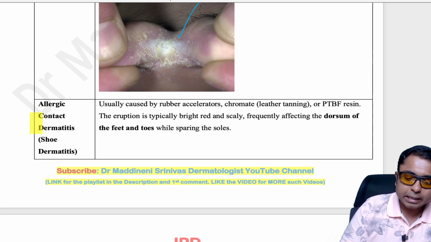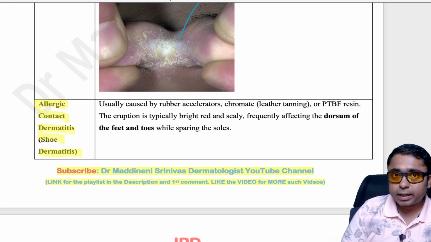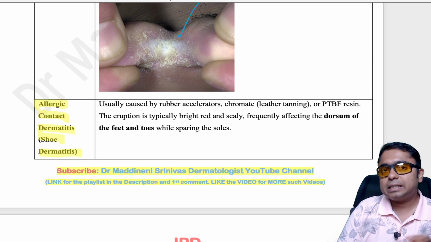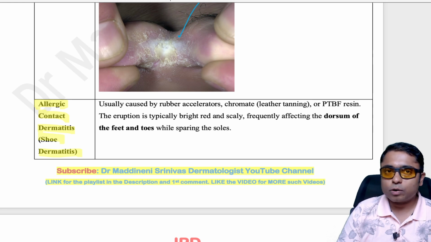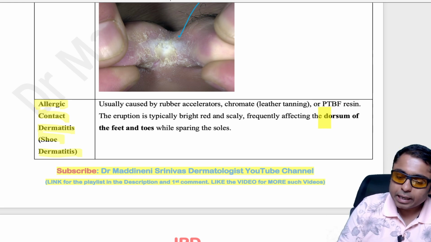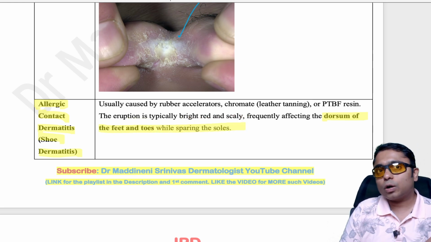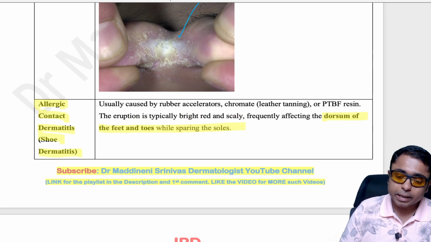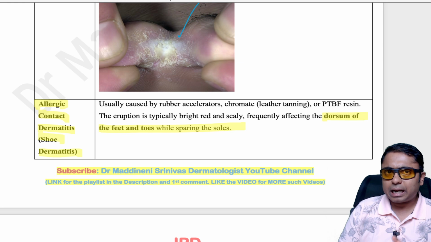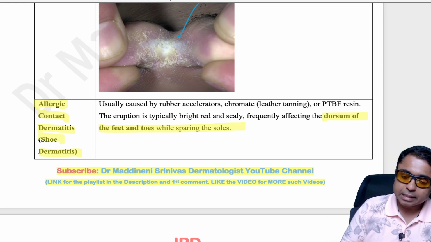Allergic contact dermatitis is another differential, that is shoe dermatitis, in which various chemicals in the shoes produce ACD. But the interesting difference you have to remember is that the dorsum of the feet and the toes are going to be involved in shoe dermatitis, right, which is very classically spared in the case of JPD, right? That is a very important point.